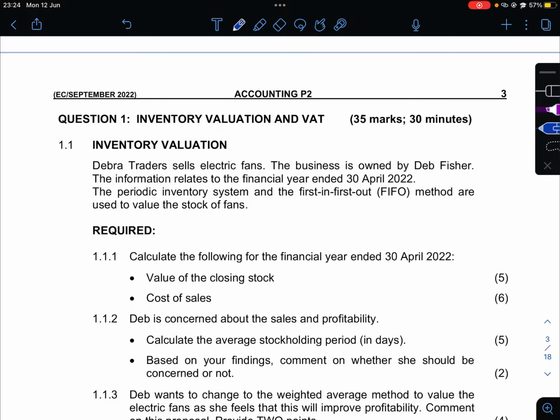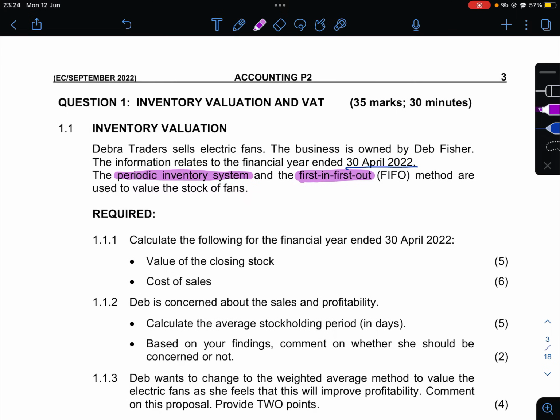Inventory valuation. Deborah Trader sells electric fans. The business is owned by Deb Fisher. The information relates to the financial year ended 30 April 2022. Now, the periodic inventory system and the first in, first out, FIFO, method are used to value the stock of fans. So, what comes to mind here when they say periodic inventory system? The cost of sales is calculated at the end of the year, and then what was bought first is sold first.